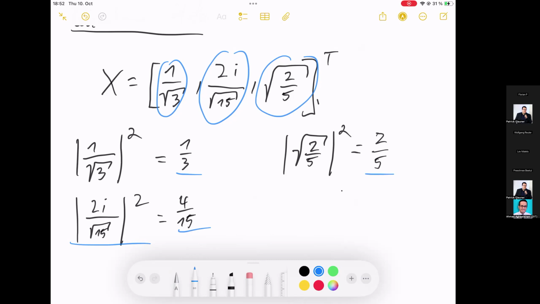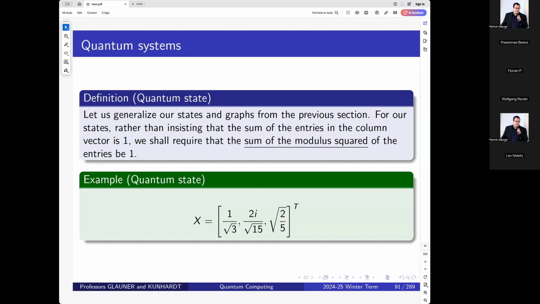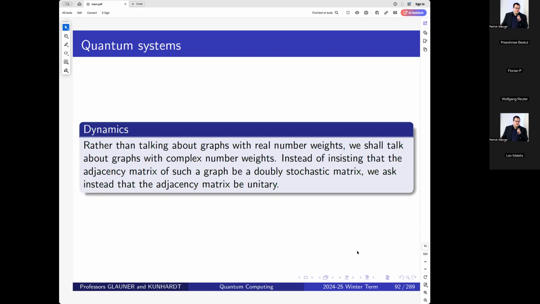Because the condition for quantum states is that the modulus squared of the entries must add up to 1. Just to show this also in a well-written way, I'm opening here my slide deck. So the definition of a quantum state is that the sum of the modulus squared of the entries must be 1. And this is just our quantum state from before, and the modulus squared of these entries adds up to 1. So not the entries add up to 1 as before for probabilistic states, but the modulus squared must add up to 1. That's a valid quantum state. And now we can just use the framework from before and build increasingly more complex quantum states.